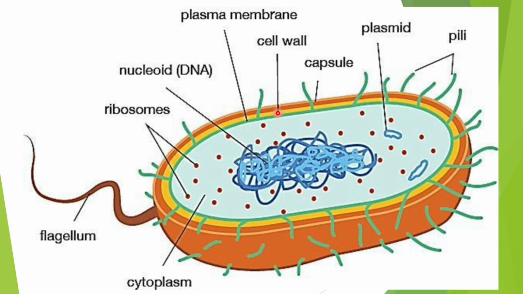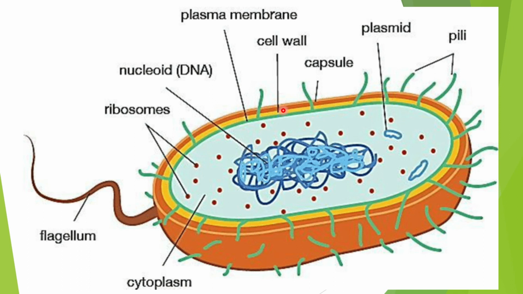Another point is that in gram-positive bacteria, the cell wall is composed of peptidoglycan, whereas in gram-negative bacteria, the cell wall is composed of lipopolysaccharide. In acid-fast bacilli, we can see mycolic acid over the cell wall.